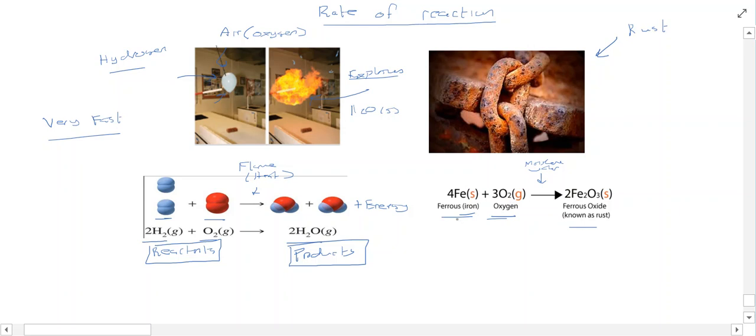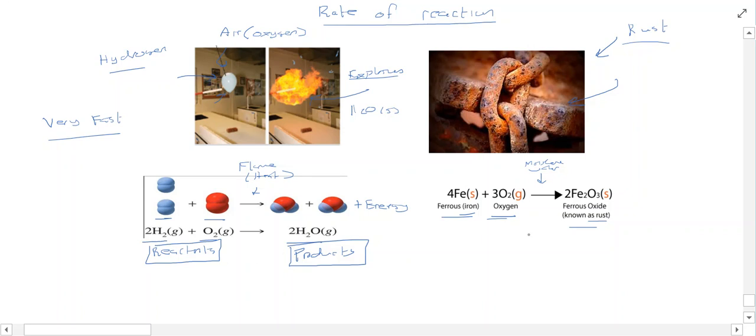Basically, the oxygen starts to stick onto or bind with the iron that makes up the structure here, and then you get this substance known as ferrous oxide, which is also known as rust, and you get this distinctive change. It goes from a nice shiny chain, and over time it starts to rust. This is an extremely slow process. It can take weeks and months for this reaction to happen.